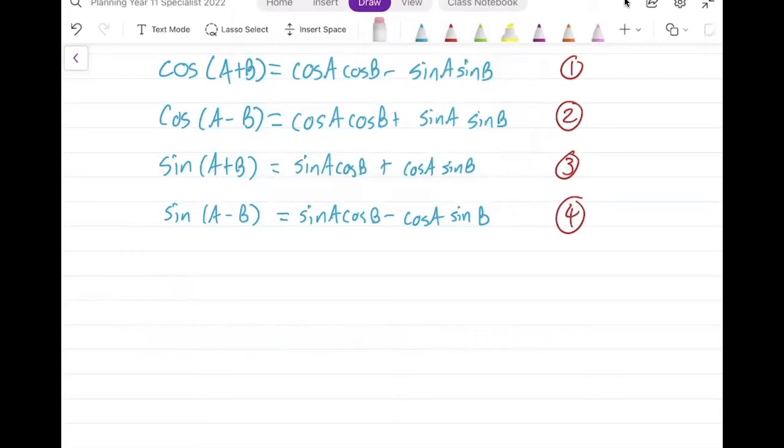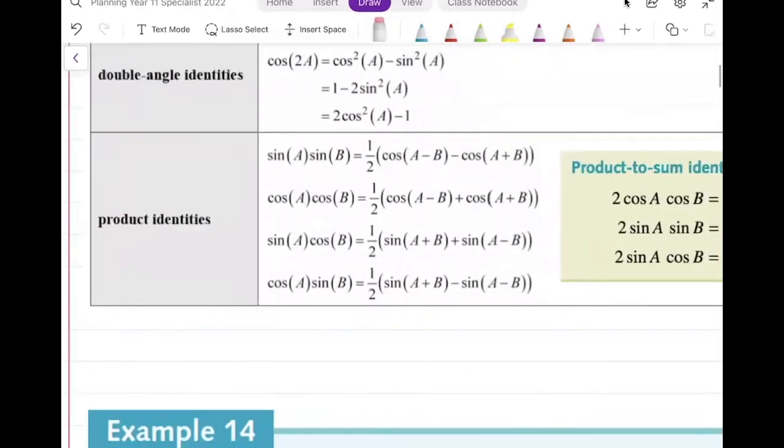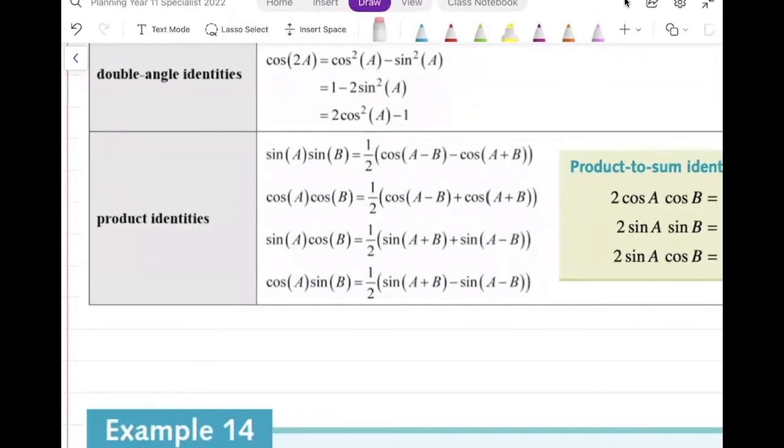Okay, welcome back, everyone. This is going to be the final section of our trigonometric identities topic. Today, we're going to be looking at our product identities, which are the final section of identities on my formula sheet.